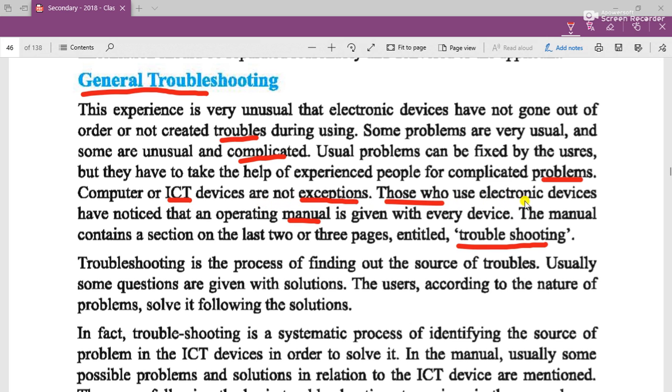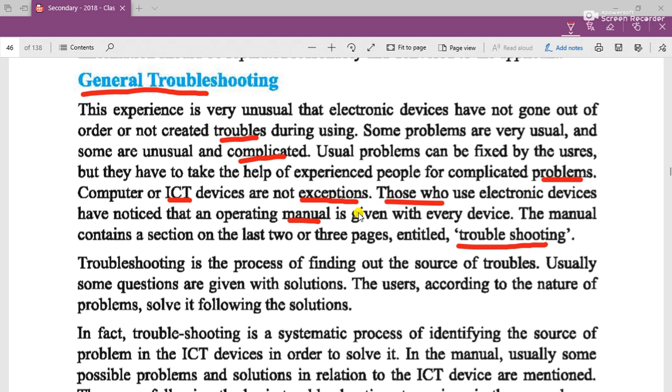Those who use electronic devices have noticed that an operating manual is given with every device. The manual contains a section on the last 2 or 3 pages entitled Troubleshooting. So these are the basic parts of troubleshooting, or some problems, so that we can solve those problems if we face them.